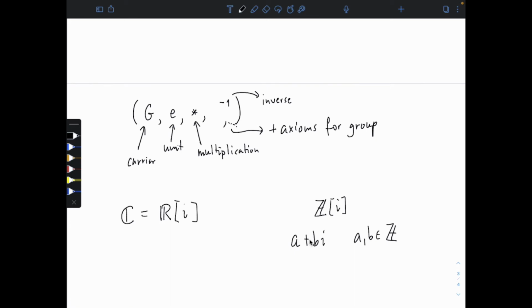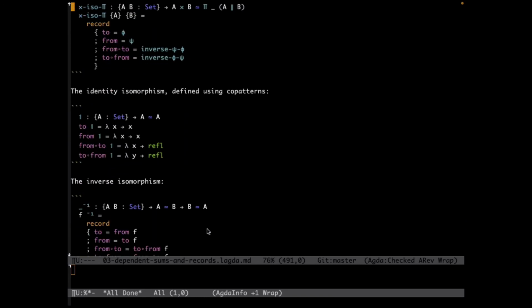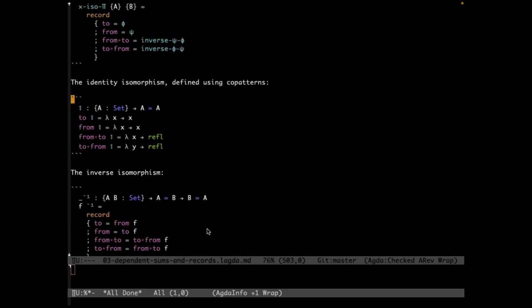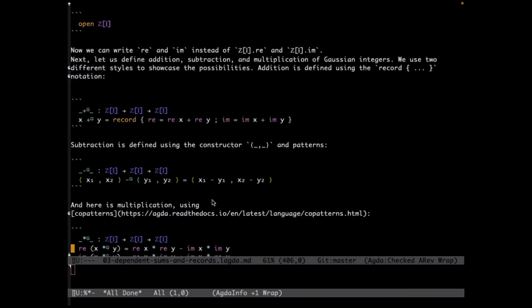Why did I do this? Because Agda's standard library doesn't have reals. Reals are not such an easy thing to formalize, and the standard library of Agda doesn't have reals, mostly because the Agda audience is programmers, logicians, and people who don't generally feel an urge to formalize the reals. So that's why we're doing the Gaussian integers. Where are we? We have to go up, up, up, up, here.